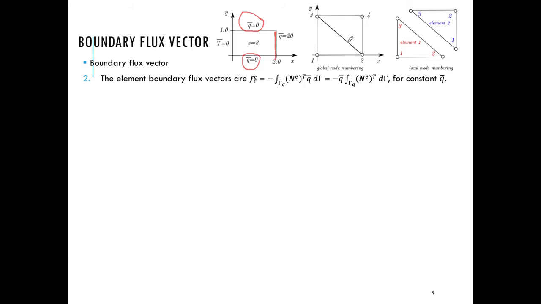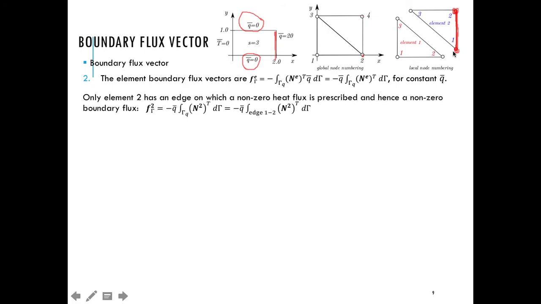Okay, that means only for our global nodes 2 and 4, or in other words, only for nodes 1 and 2 of element 2, only for this side that joins nodes 1 and 2, only here do I have a non-zero flux. So it's only this boundary that I need to find the integral for. Okay? So now let's start the manipulations. So instead of the entire boundary of the domain, I only need to find it for edge 1 2 of element 2. That means I only need to compute f2 gamma for edge 1 2.